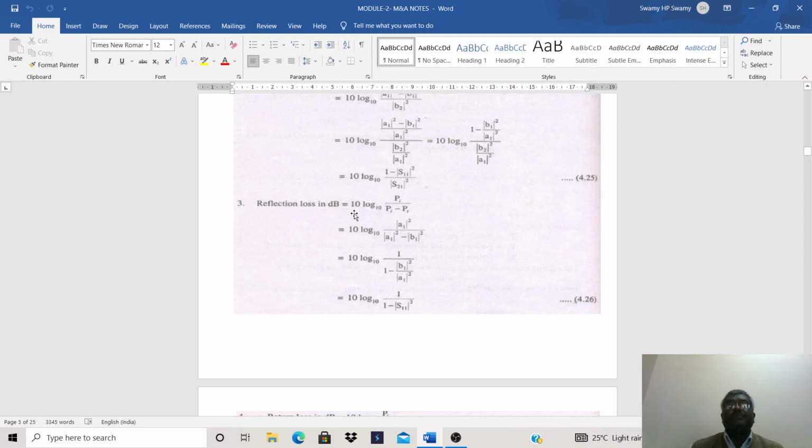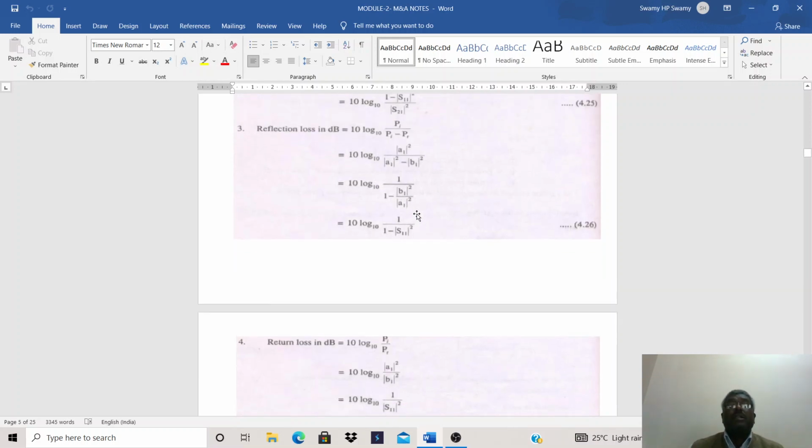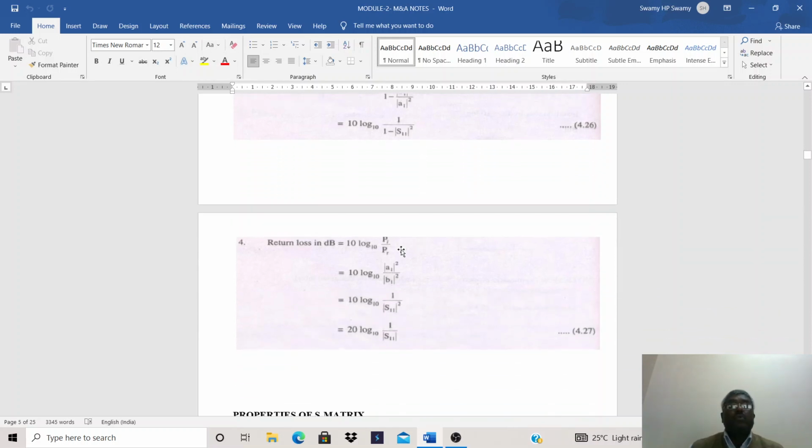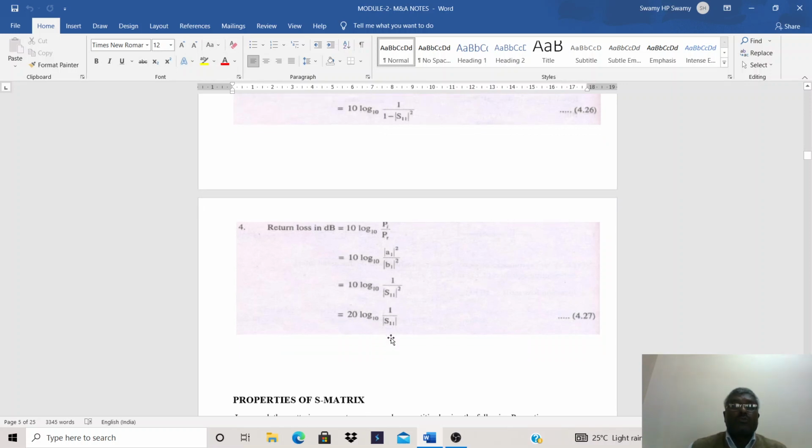Similarly, reflection loss in dB gives you 10 log base 10 of PI divided by PI minus PR, which gives 10 log base 10 of 1 divided by 1 minus magnitude of S11 whole squared. Now return loss in dB is equal to 10 log base 10 of PI divided by PR, which gives you 20 log base 10 of 1 divided by magnitude of S11.